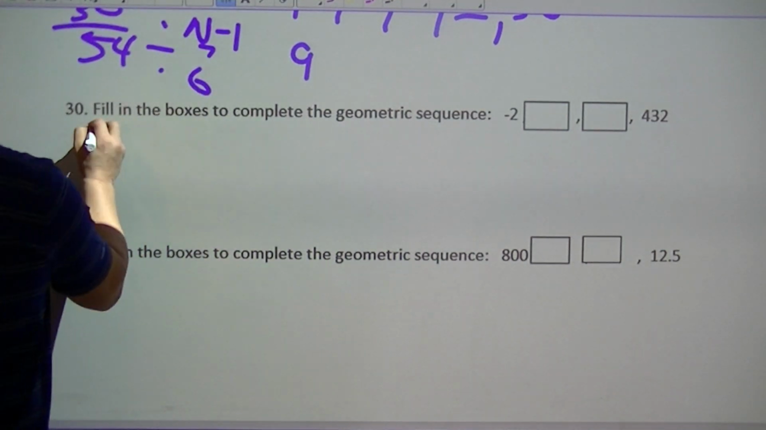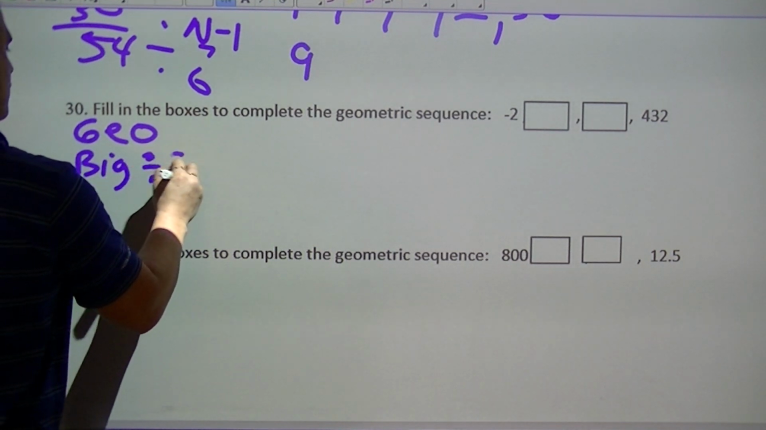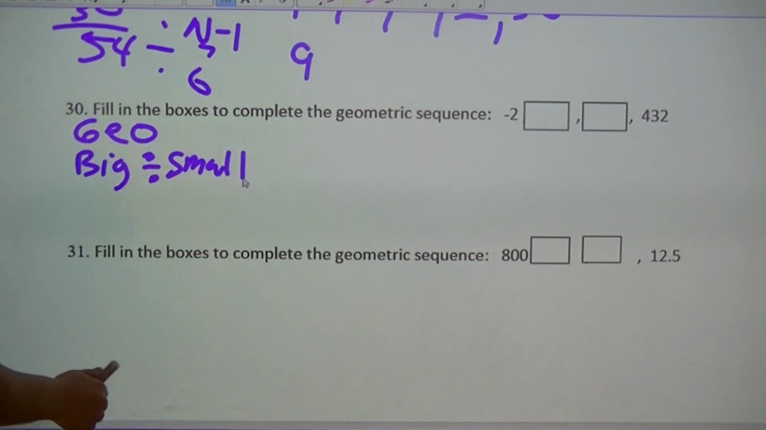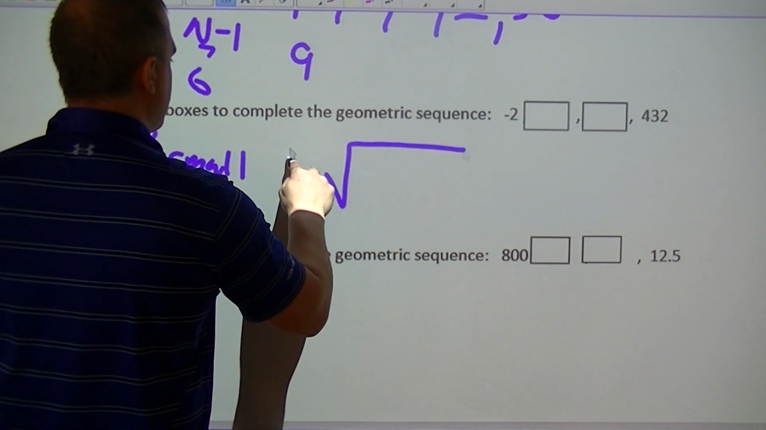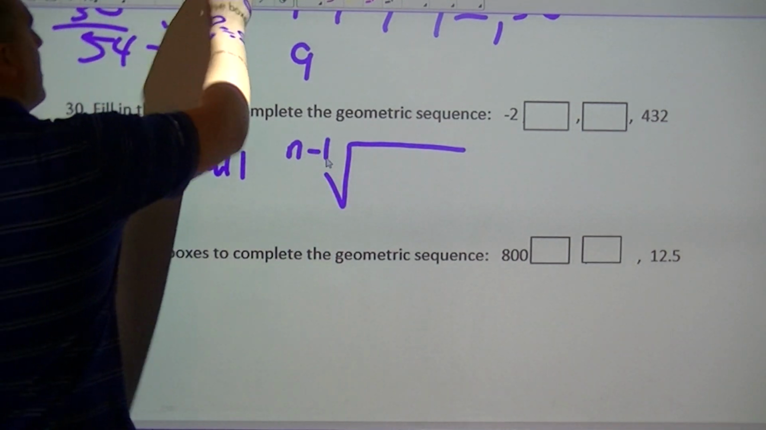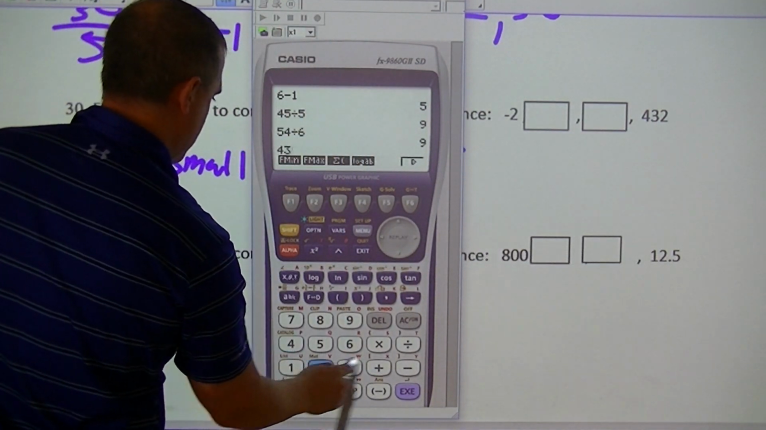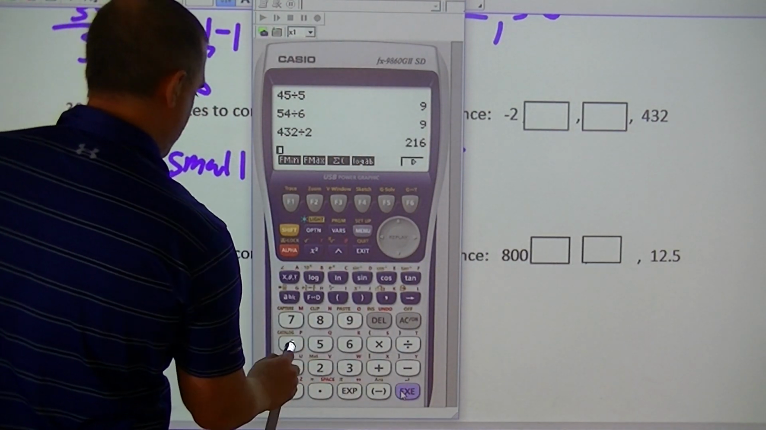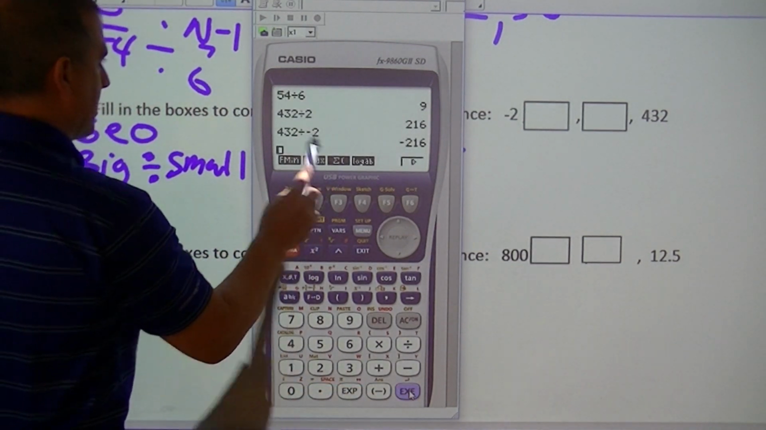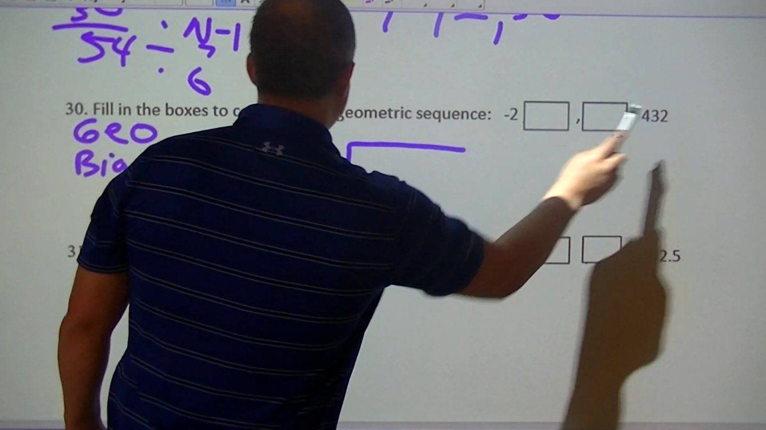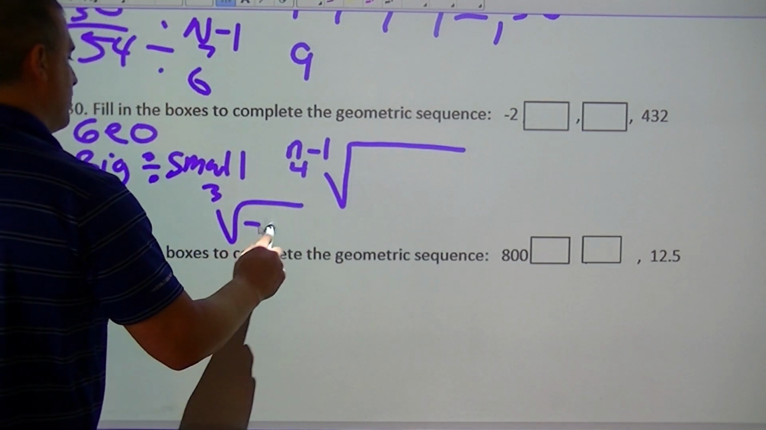Now what I'm going to do with geometric is big divided by small, a little bit different. And then what I'm going to do is take the root of that number, and the root is going to be n minus 1. So what I would do is I would do 432 divided by negative 2. And then if I count the number of terms, 1, 2, 3, and 4, so that's 4 minus 1. So I'm going to do the cube root of negative 216.